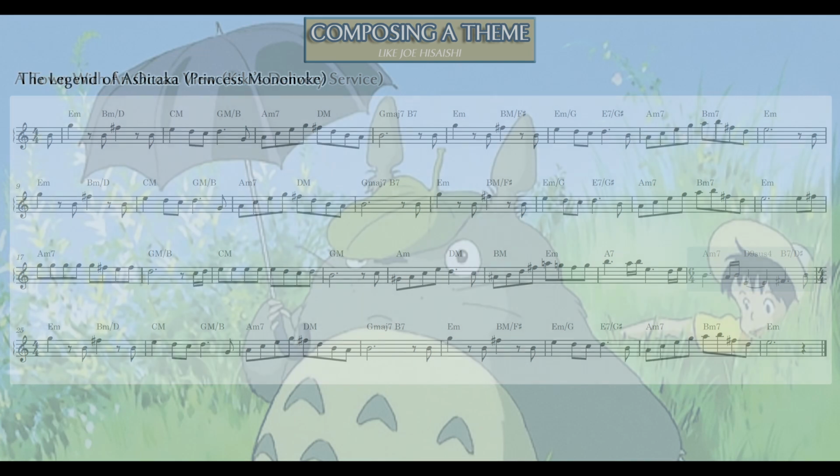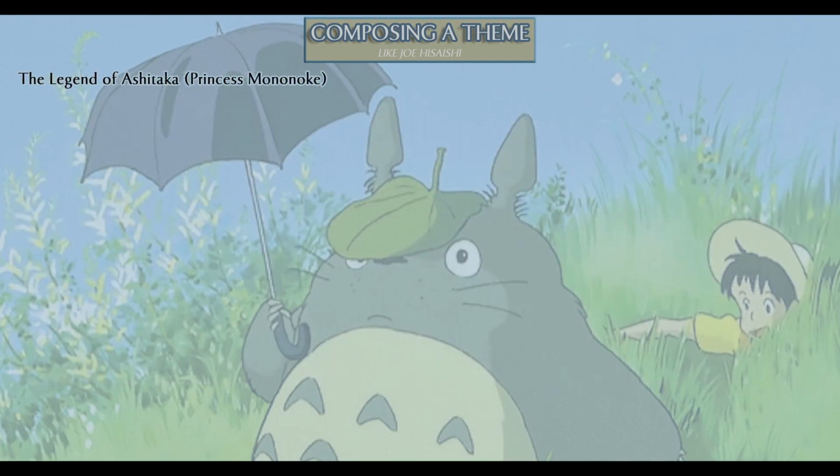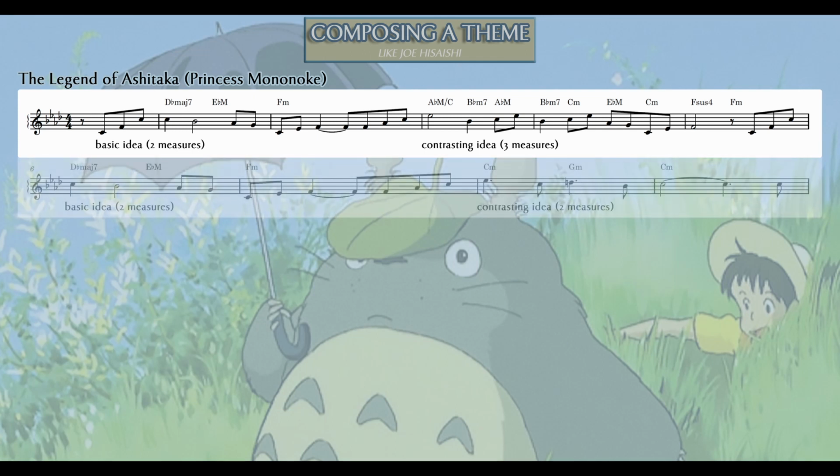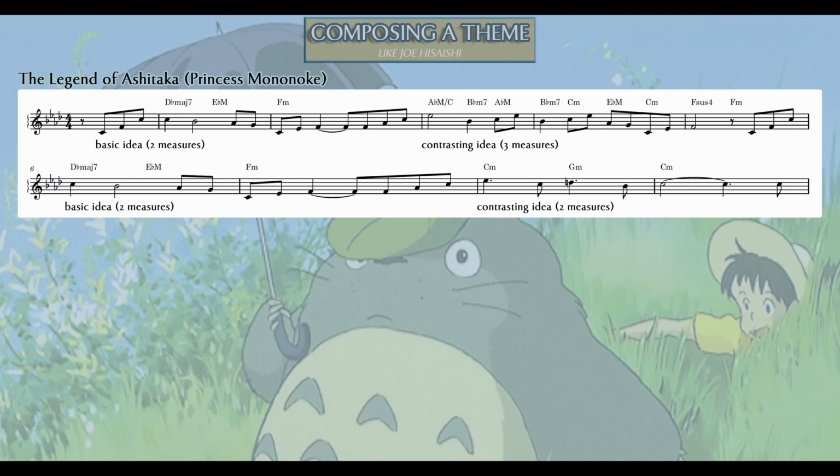On the other hand, the Legend of Ashitaka, one of the main themes to Princess Mononoke, has a bunch of wrinkles that mask the classical structure. It starts with a 2-measure basic idea in F minor, then a 3-measure contrasting idea, so immediately there's a bit of conflict there with the extra measure. Then we get the consequent phrase, and the contrasting idea is 2 measures this time.